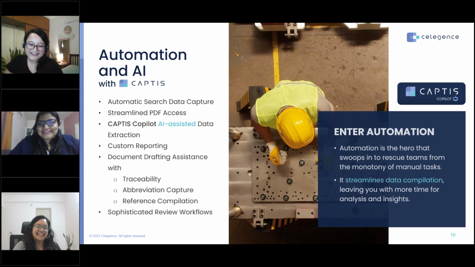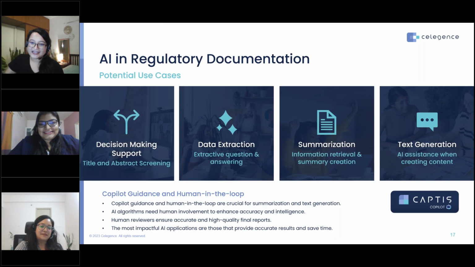Absolutely. Yes. Now, speaking about AI in regulatory documentation, there is a significant hype in the market around AI and its applications in medical writing. Here at Celligence, we conducted extensive research on the application of AI, and in our analysis, we identified 4 distinct areas where we think AI has a lot of potential.